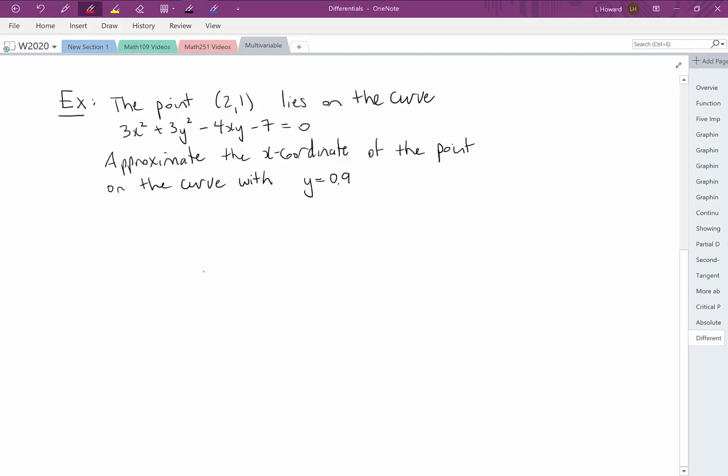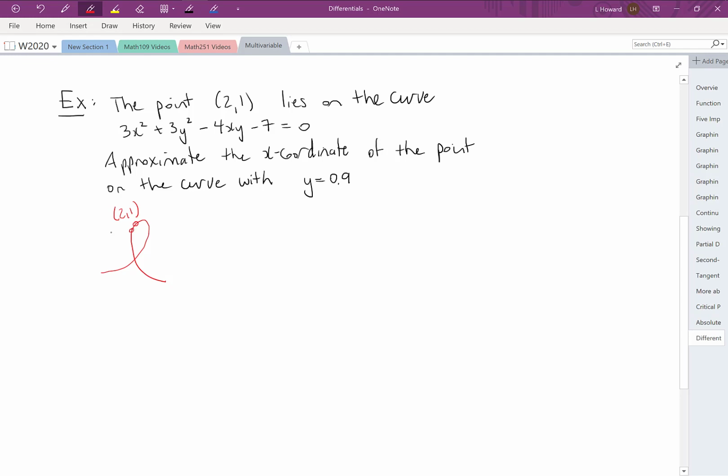So let's try a practical example of how differentials could help us. Let's say the point (2, 1) lies on the given curve, and we want to approximate the x-coordinate of the point on the curve with y equal 0.9. So let's just draw a picture here. We've got an implicit function in x and y, so let's just say our function looks something like that. We've got 1 point that we know is on that curve, that's (2, 1), and we're looking at this nearby point.